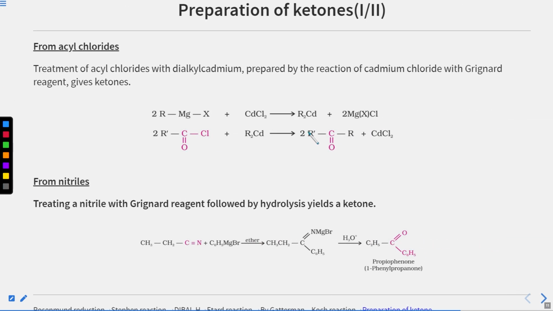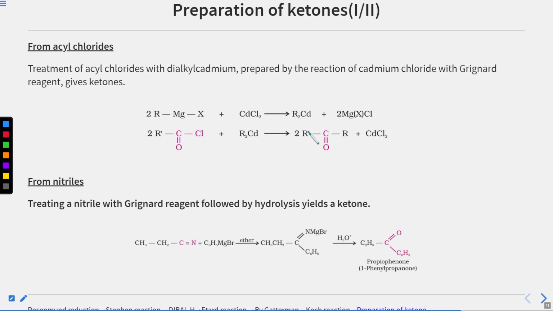Now we move to the preparation of ketone. So what are we using here? First we are using the acyl chloride. This reaction happens in 2 steps. What are those 2 steps? First of all, we treat cadmium chloride with RMgX, and what will it result in? It will result in R2Cd and MgXCl. Now what is happening here?